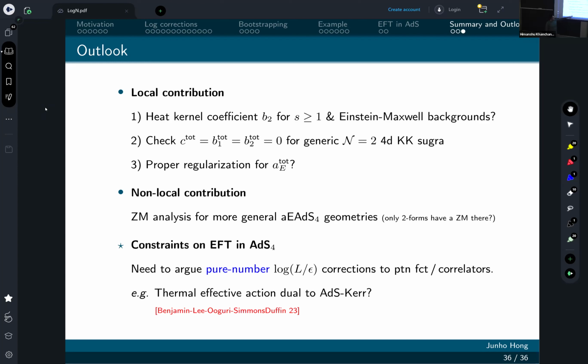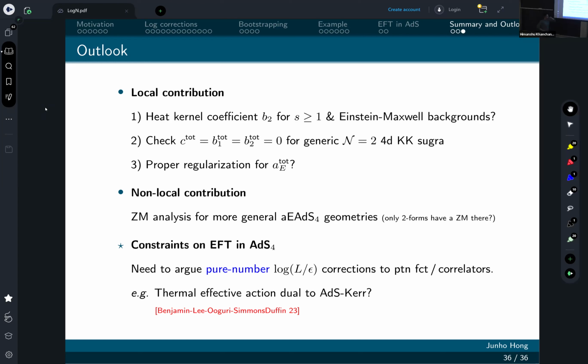The other one is the 3D thermal effective action due to AdS curved geometry. So the 3D geometry S1 times S2 with a thermal cycle, dual to AdS black holes, is not supersymmetric, so you cannot compute the partition function on that geometry by localization. So in principle, you cannot argue that the logarithmic coefficient is a pure number.